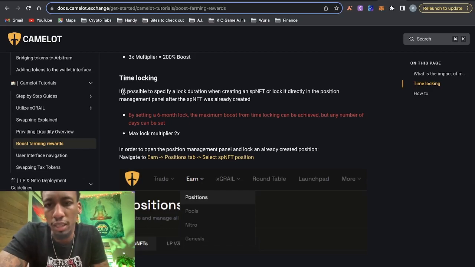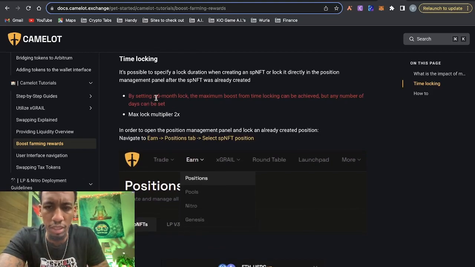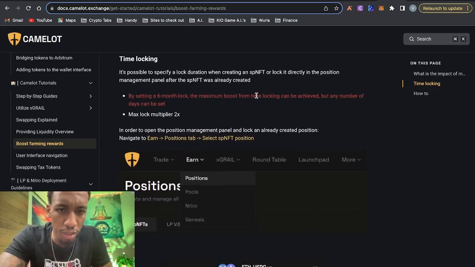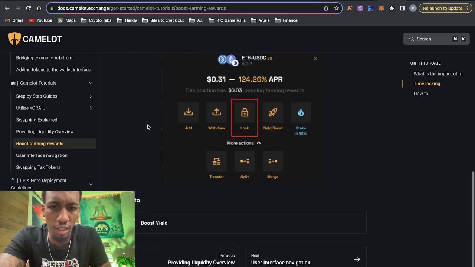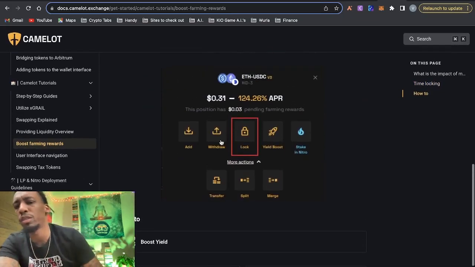So for time locking, it says it's possible to specify a lock duration when creating an SPNFT or lock it directly in the position management panel after the SPNFT was already created. And it says by setting a 6-month lock, the maximum boost from time locking can be achieved, but any number of days can be set. And they give you directions on how to do all that stuff here. Pretty cool stuff, pretty cool stuff.